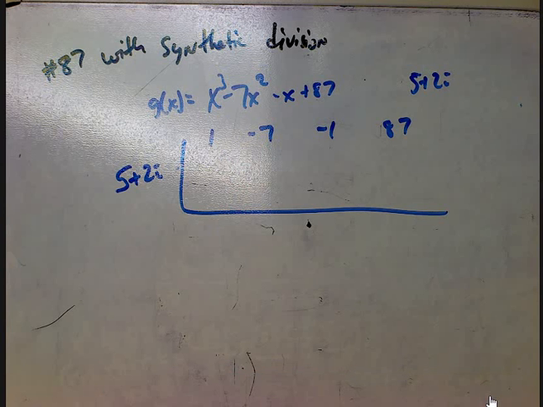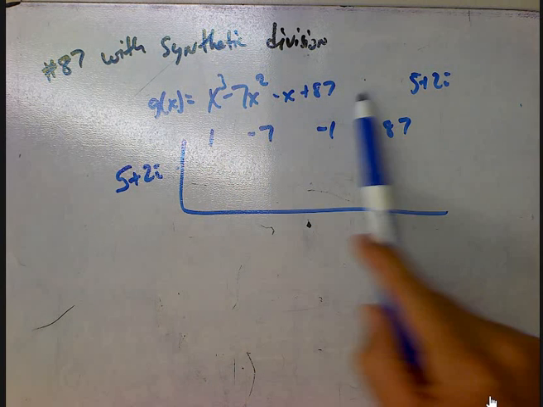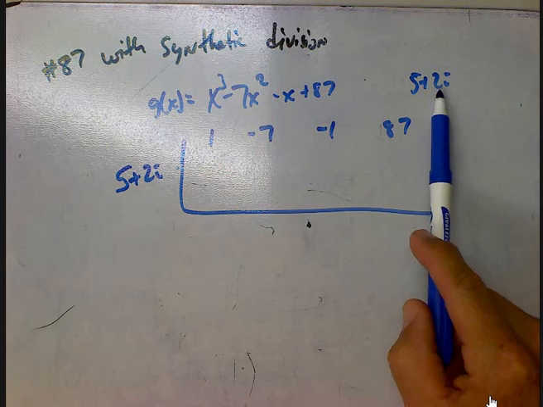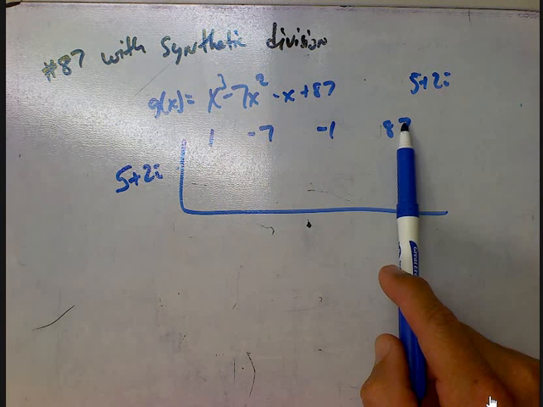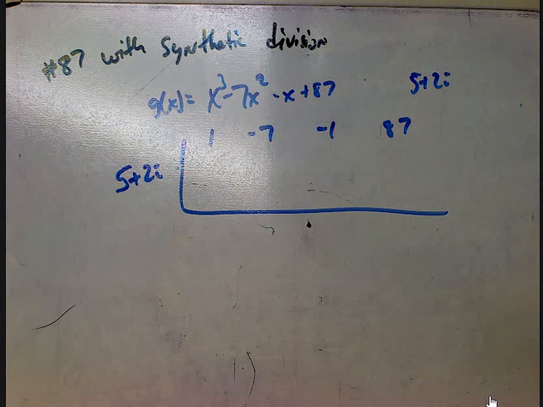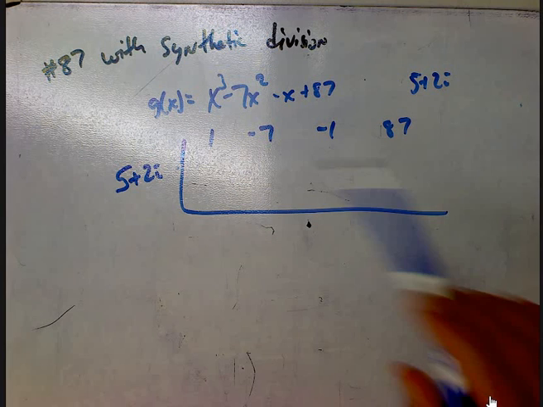Okay, here's number 87, an alternative way, and that's with synthetic division. I already copied down the problem. Given 5 plus 2i is a 0, I'd copy down 1, -7, -1, 87, the coefficients of the polynomial. I put 5 plus 2i on the outside. Let's see how this would work out with synthetic division, because if 5 plus 2i is truly a 0, I should get 0 right here at the end.